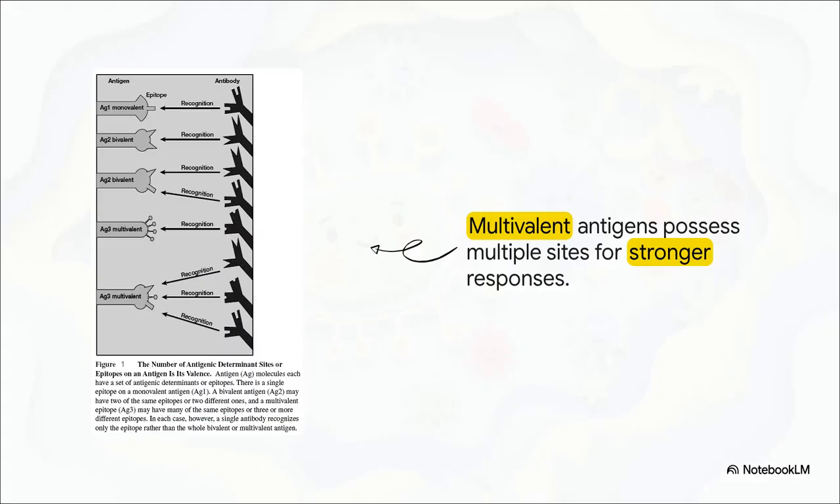Take a look at the concept of valency here. See that multivalent antigen? It is basically bristling with multiple antigenic determinant sites, or epitopes, poking right out of its surface. Because it has all these multiple binding sites, a single foreign molecule can interact with a whole bunch of antibodies all at once. This physically generates a massively stronger immune reaction compared to a monovalent antigen that only has one single epitope to offer. Basically, size and structural complexity matter. The larger and more complex a molecule is, the more potent it is as an immunogen.